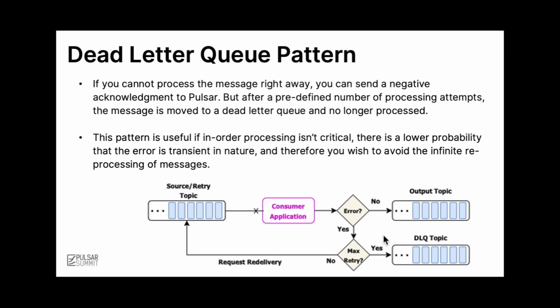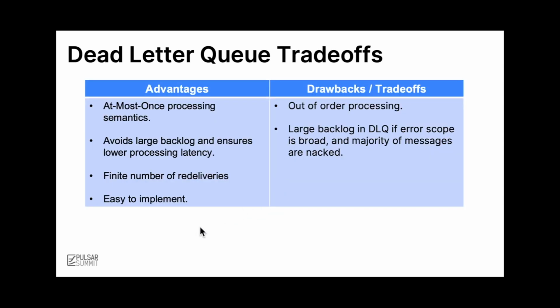This is a perfect example for bad messages that are never going to resolve themselves. You want to avoid the infinite redelivery and reprocessing of messages, move them to an offline queue, and clear the situation. So it solves that problem quite nicely. Similar advantages as the previous one, I won't get into it, but there's a finite number of redeliveries. That's one of the advantages over the NACK one or just the retry without a dead letter queue. After so many times you give up, easy to implement.